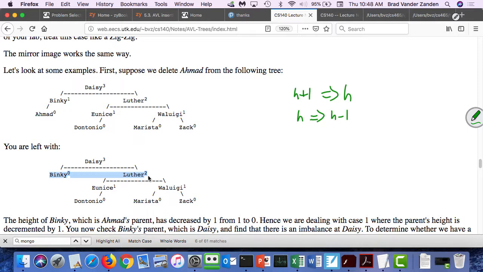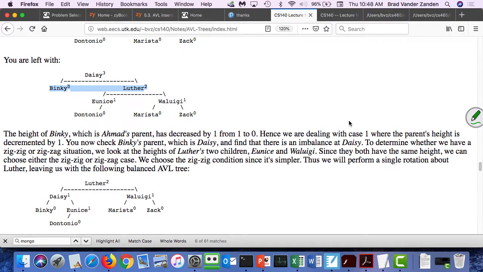So if there was more stuff here, which there isn't, but if there was more stuff, let's say that the height of this node had been 4, well, now we would still have an imbalance right here. So we cannot stop once we have rebalanced Luther. Once we've rebalanced Luther, we must compare Luther with its sibling because there still may be a height imbalance.